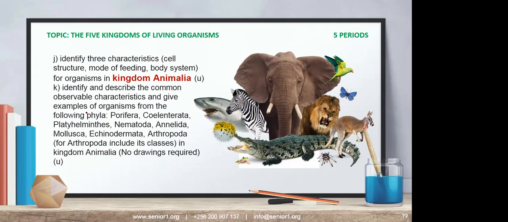And so we shall be able to identify them, describe the common characteristics, and then divide them into about 9 phyla. We shall see what we mean by phyla. For now, I'm still giving you an overview. We have phylum Porifera, the sponges, phylum Coelenterata.